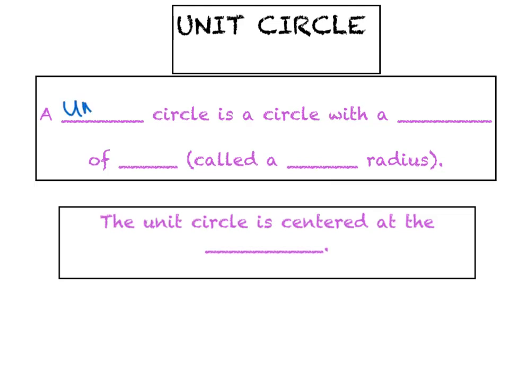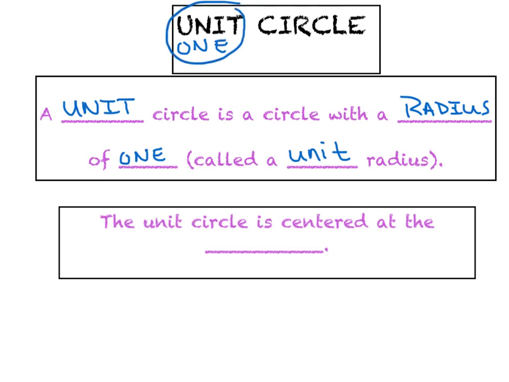A unit circle is a circle with a radius of 1. Okay, that's the key right there. We've got a radius of 1, and that's basically called a unit radius. The word 1 and the word unit are pretty much synonymous with each other. They're interchangeable. So anytime you hear the word unit, I want you to instantly think 1. And that unit circle happens to be centered at the origin, which is a very friendly idea that's going to make our life a lot easier.